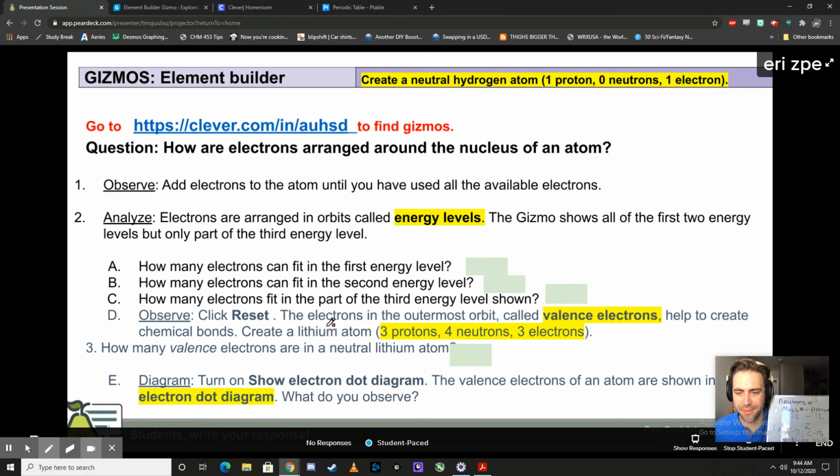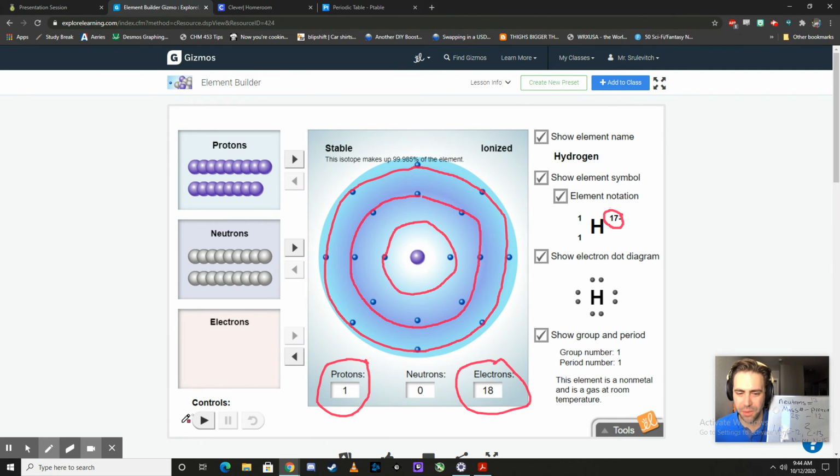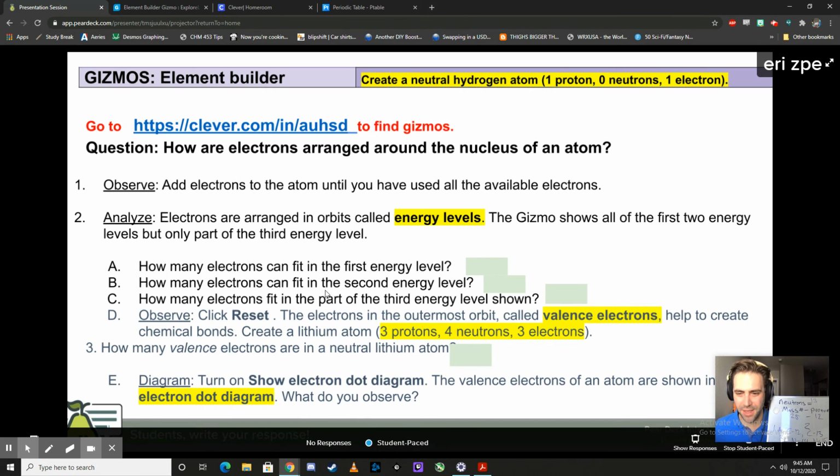Okay, click reset. Oh, I should be playing it, huh? Play it, and then you can see them spin around when you hit play. All right, let's reset it. Make it neutral by adding an electron to balance out that proton. The electrons in the outermost orbit, the outermost energy level, are called valence electrons. They help create chemical bonds.